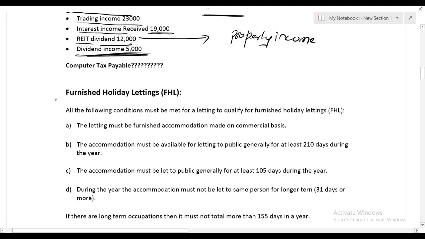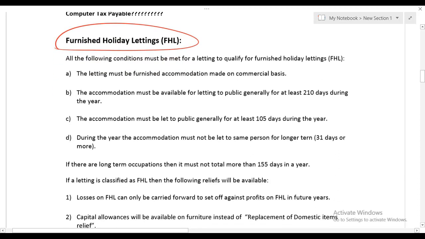Now let us discuss a new concept, which is furnished holiday letting. For furnished holiday letting, you have to memorize all the rules. In a recent attempt, I think it was maybe 2020 or 2019, there was a question of around 5 marks. The examiner was asking only one thing in that question: why XYZ property should be treated as furnished holiday letting.